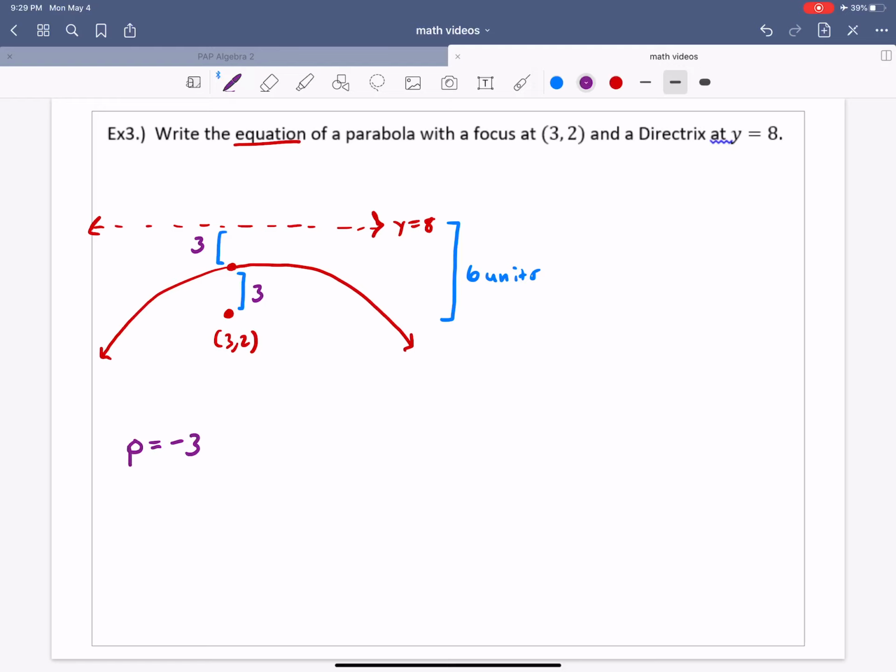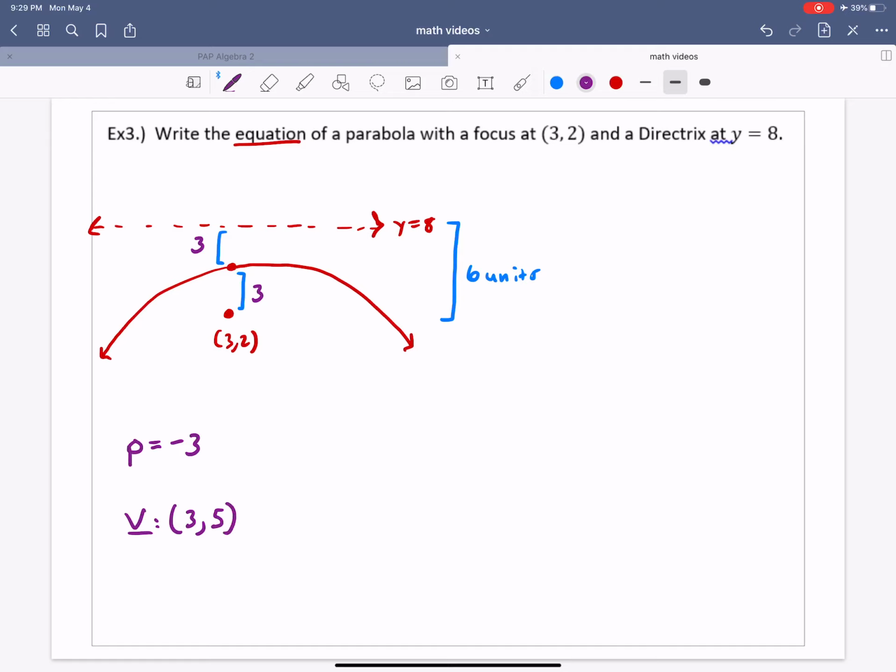Now, the next hardest step of this problem is to find the vertex. Remember that the vertex is halfway between the directrix and the focus. So the vertex is going to share the same x value as the focus. It's just going to be 3 units above. So that's going to be at (3, 5).